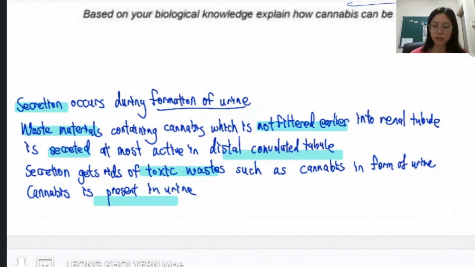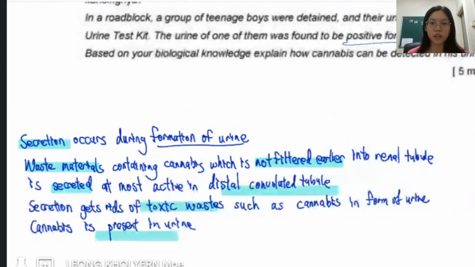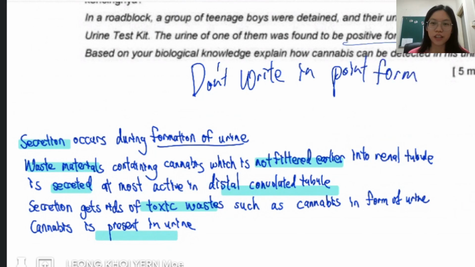When you are writing all these essay questions, you have to write in paragraph form. It will be clearer for your examiner to mark. Don't write in point form. I know I always write in point form for you to see which point gets marks, but please don't write in point form. In essay questions and structure questions, also don't write in point form.